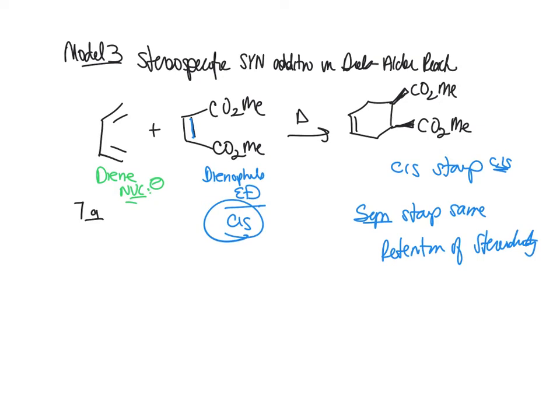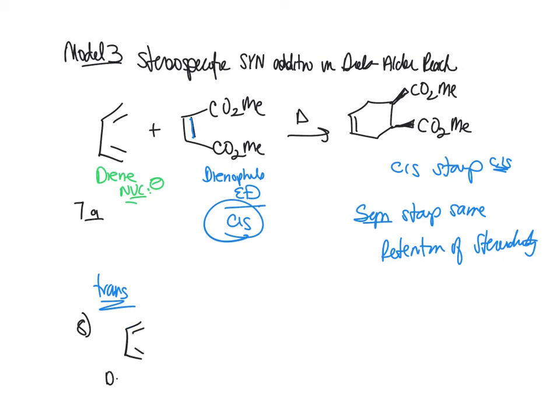Trans would stay trans. If a trans substituted dienophile is reacted with butadiene, what would the orientation of the product be? So it would be trans. So if you start with trans, you're going to end with trans, and you need to show that in your product. So let's work problem number 8.